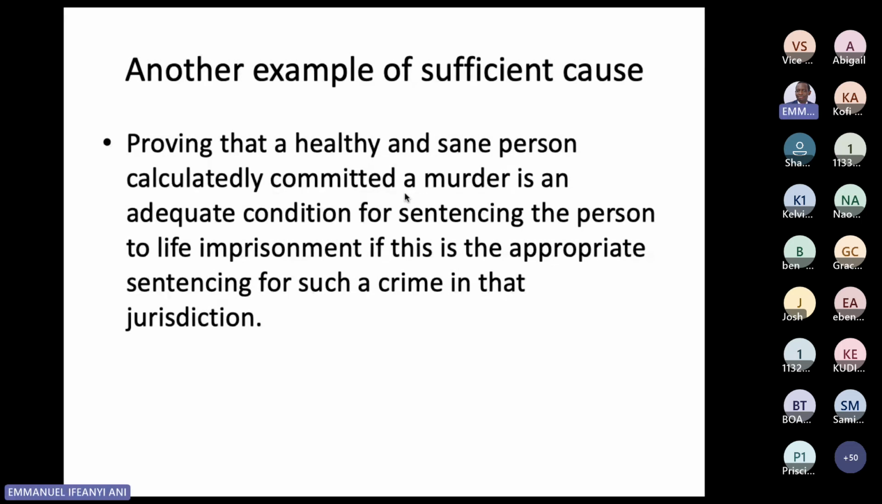So assuming that life imprisonment is a punishment for homicide, and you are able to prove that someone who committed such a crime is, first of all, healthy, and secondly, not insane, the two are supposed to ensure the sentencing, the penalty, which is life in prison.